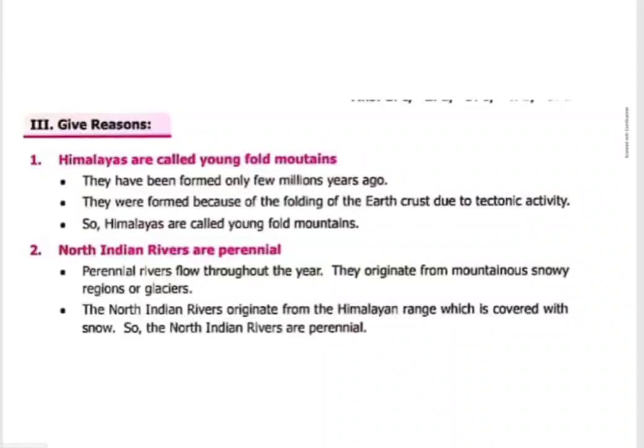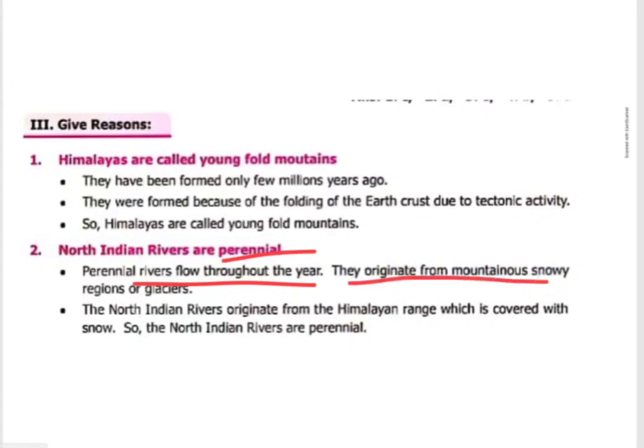Second one: North Indian rivers are perennial. What is the meaning of perennial? These types of rivers flow throughout the year. Almost all the North Indian rivers originate from the Himalayas, so they do not depend upon rainwater at all. That's why they are perennial, flowing throughout the year. Perennial rivers won't be dry. That water won't dry up. So that's what perennial means.